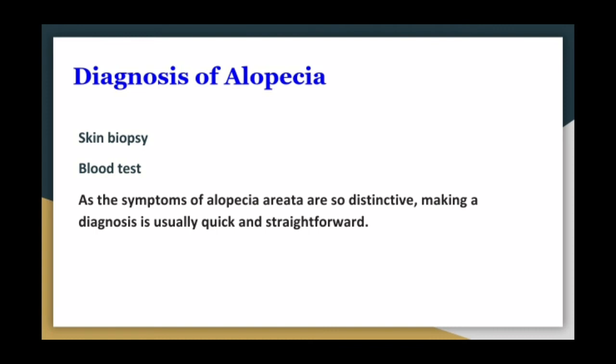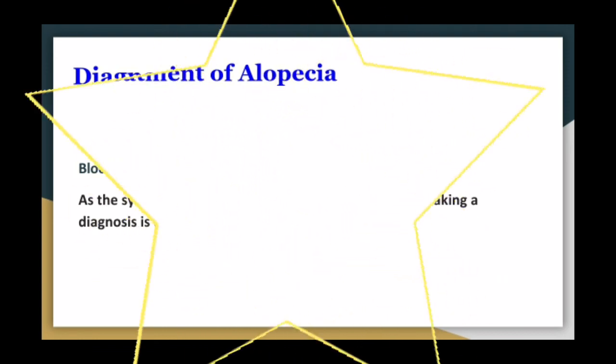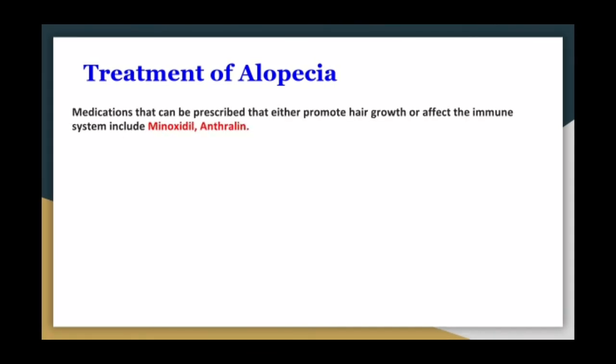So these alopecia areata symptoms are so distinctive that it's very quick and straightforward to identify this person is suffering from alopecia. Treatment of alopecia. Medications can be prescribed in case of alopecia. Different medications that are prescribed by dermatologists for the treatment of alopecia are minoxidil and Trelean. Minoxidil is most commonly prescribed by dermatologists.